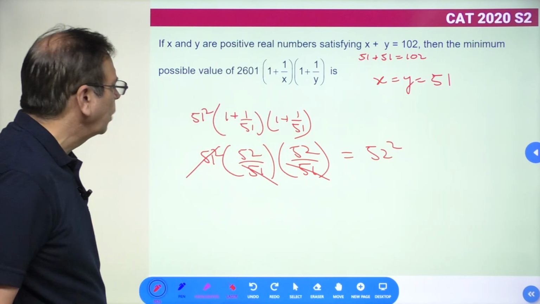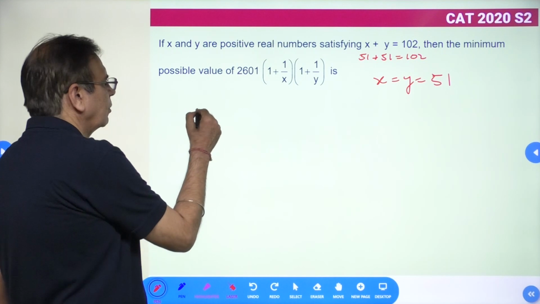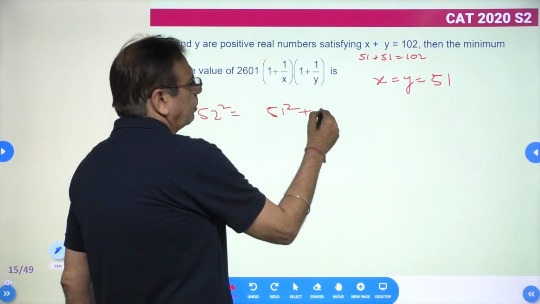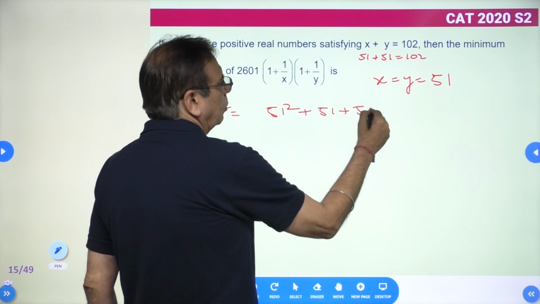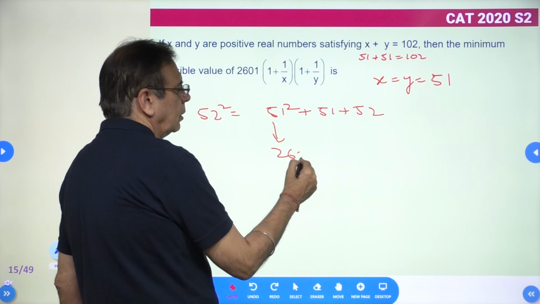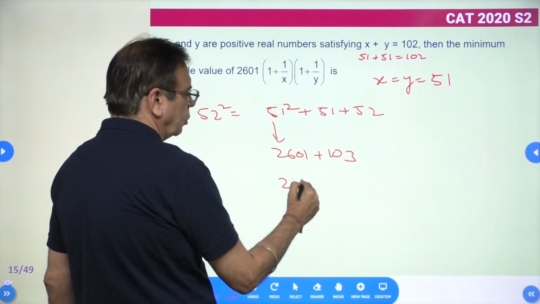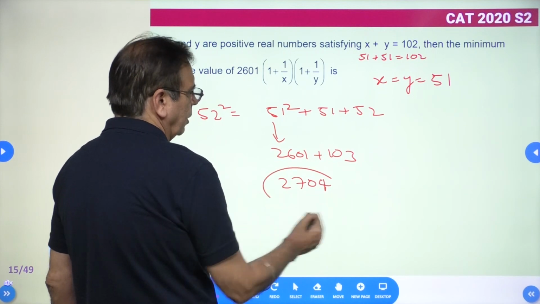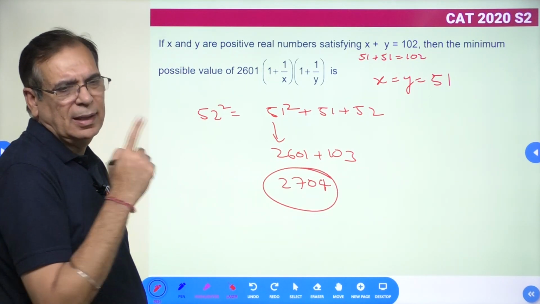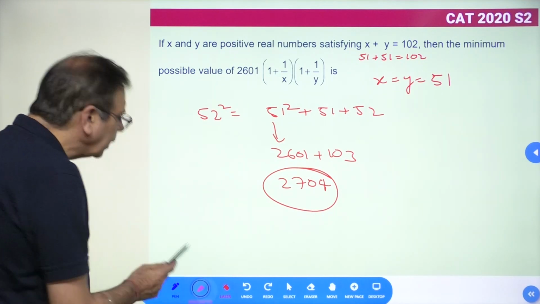And what is 52 square? If you know 52 square, you should be able to get the answer, but simply, 52 square will be nothing but 51 square plus 51 plus 52. 51 square is 2601 plus 103, so 2704 is the answer. But this should be remembered. If you have to write down such trivial things, then you are going to be wasting your time in the paper. But just to repeat, what were the hints here?